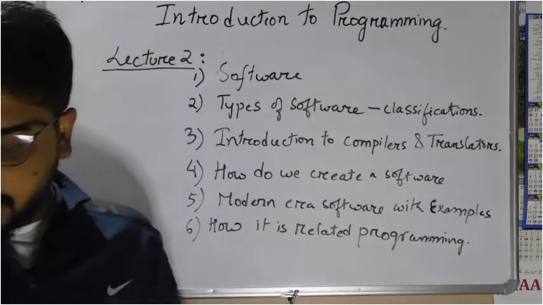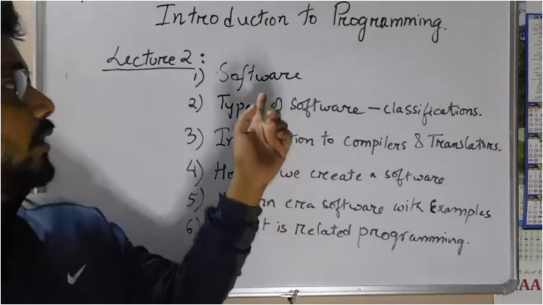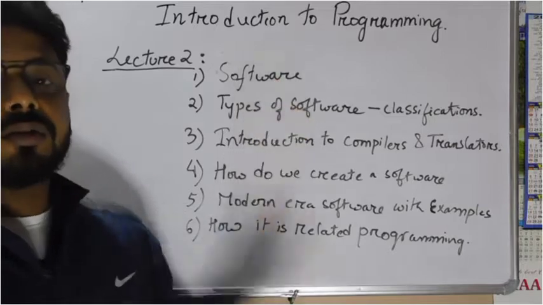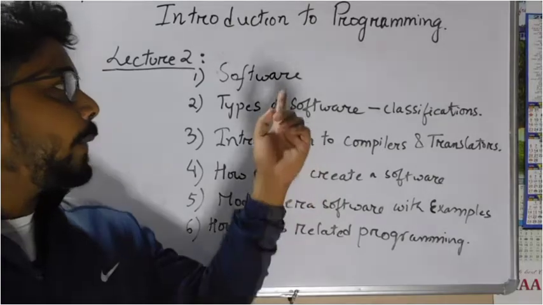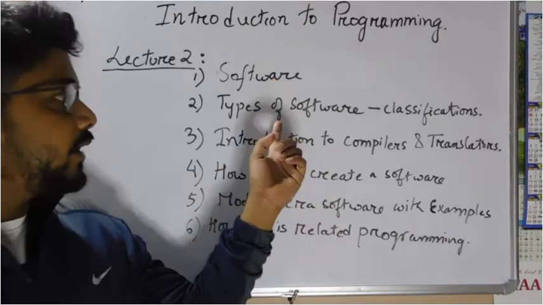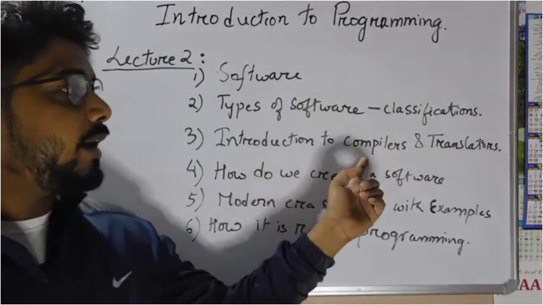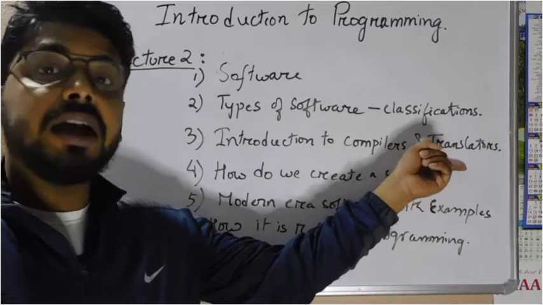In today's lecture we shall be studying the basics of programming, and before that we shall have a glance at what is software. Why do we need programming? We need programming to build softwares, right? So first of all you should know what is software, the different types of software, that is the classifications, and an introduction to compilers and translators. Before going into programming you must know what compilers and translators are.